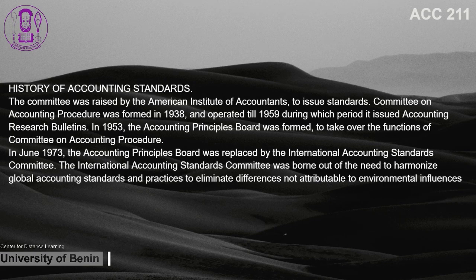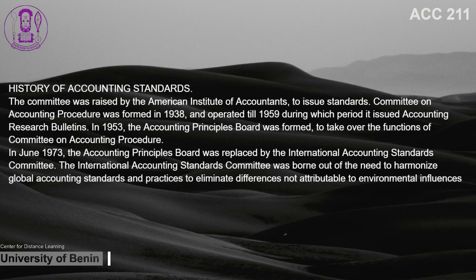History of Accounting Standards. A committee was raised by the American Institute of Accountants to issue standards. The Committee on Accounting Procedure was formed in 1938 and operated till 1959, during which period it issued accounting research bulletins. In 1953, the Accounting Principles Board was formed to take over the functions of the Committee on Accounting Procedure.